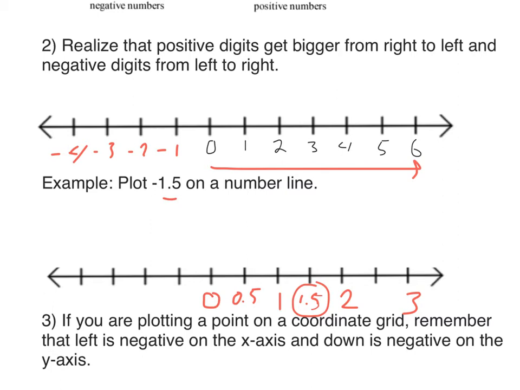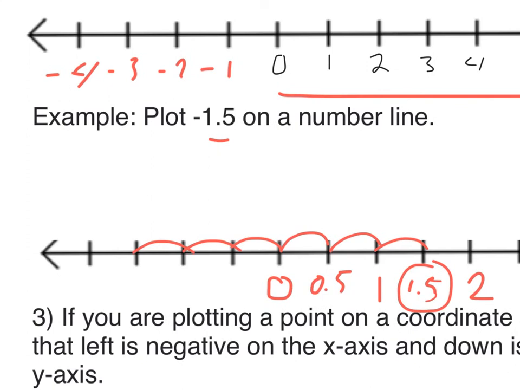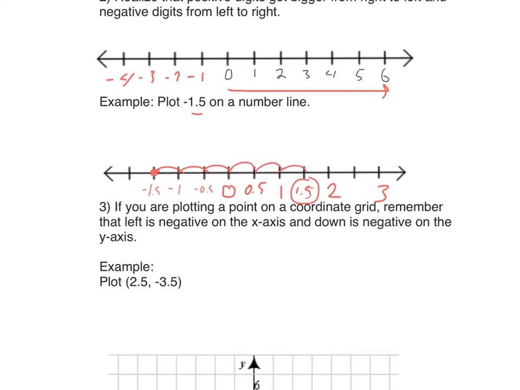So in other words, if I go 1, 2, 3 spaces to get to 1.5, I'm going to need to go 1, 2, 3 spaces to get to negative 1.5 since it's an opposite. So that means that this first tick mark to the left of the 0 is negative 0.5, the next one's negative 1, and the next one's negative 1.5. So that's the location of negative 1.5. Okay.